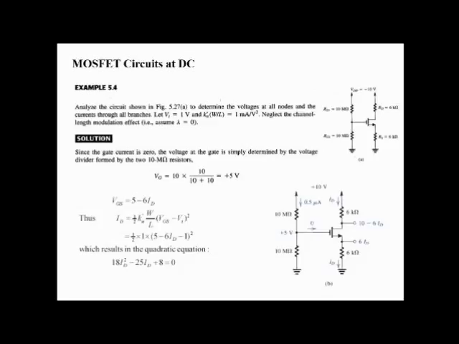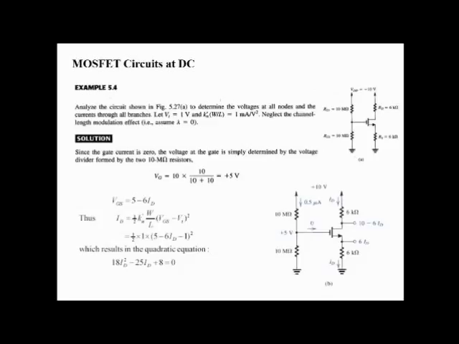Here's one more example. Analyze the circuit shown and determine the voltage of all the nodes. So you need to determine the voltage at all the nodes. First of all, since in this case the gate current is 0, the voltage at the gate is simply found by the voltage divider rule.